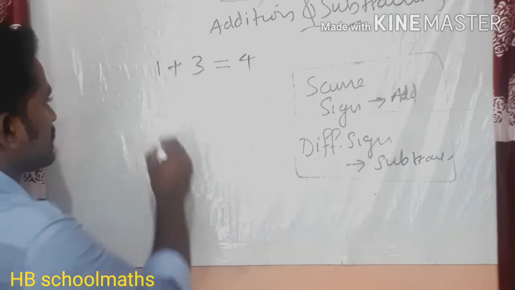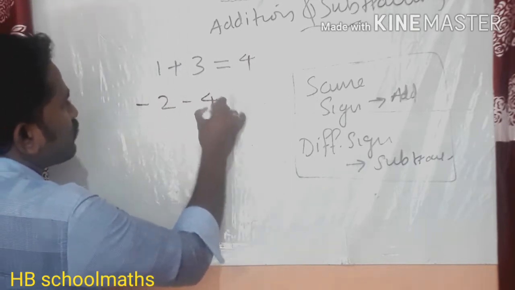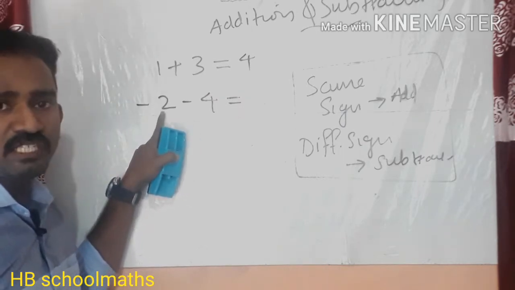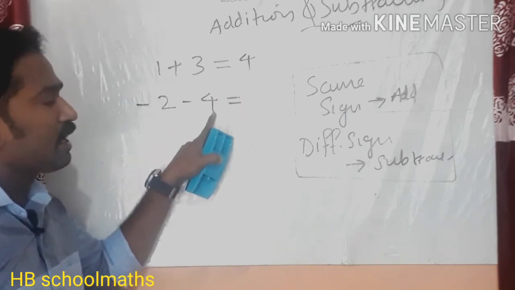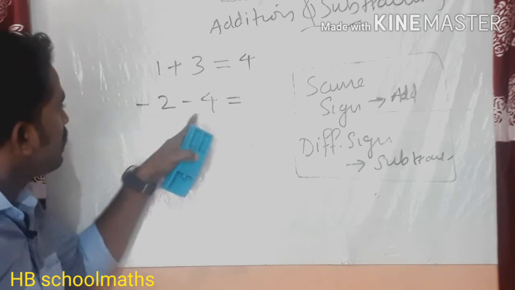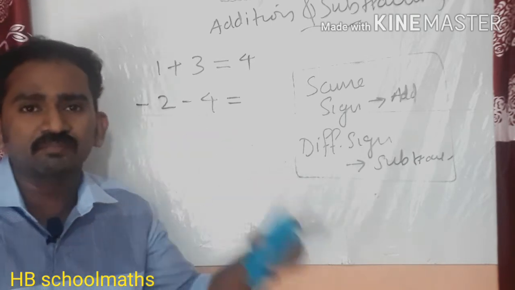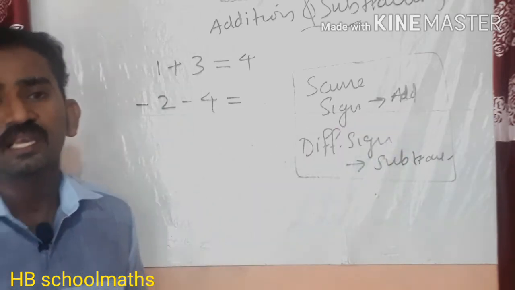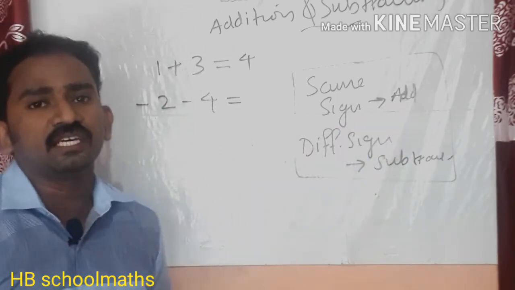The next one is minus 2 minus 4. See here, on the left side of 2 there is a minus sign, so 2 is negative, and on the left side of 4 a minus sign, so that is also negative. These two are the same sign only. If the same sign comes, we have to add the absolute values of the two integers.